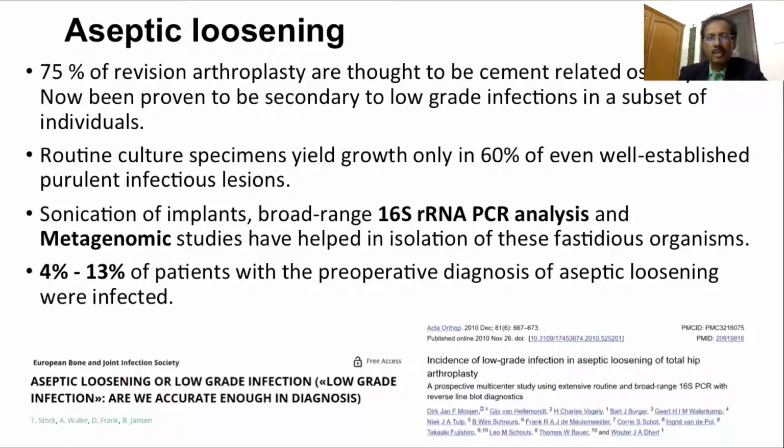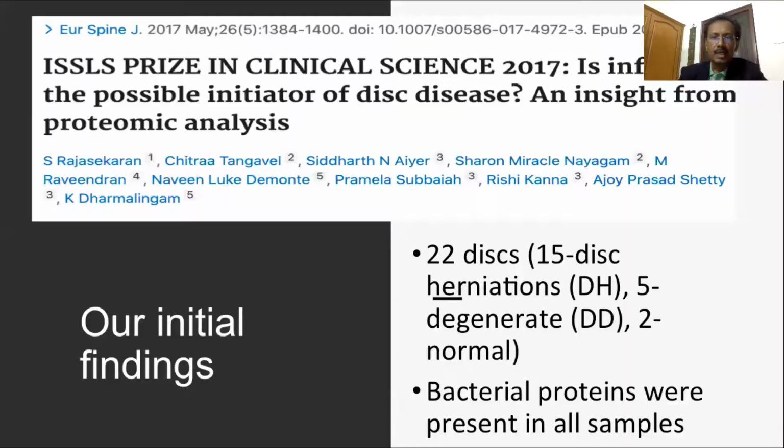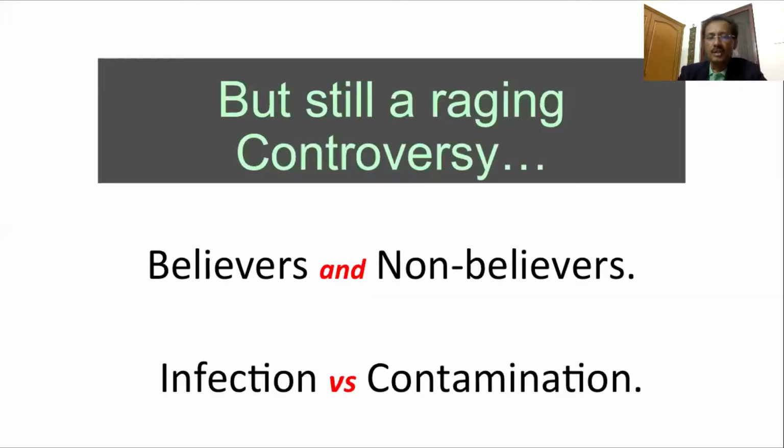In many cases of aseptic loosening, which were previously thought to be cement related, are now known to be infection. In 2017, we also presented the Eurospine prize winning paper on the possibility of subclinical infection being a cause for disc disease. We not only demonstrated bacterial proteins in normal discs, but to a high level in discs with disc herniations and disc degeneration. But there is still a lot of controversy, and this controversy is between infection and contamination.